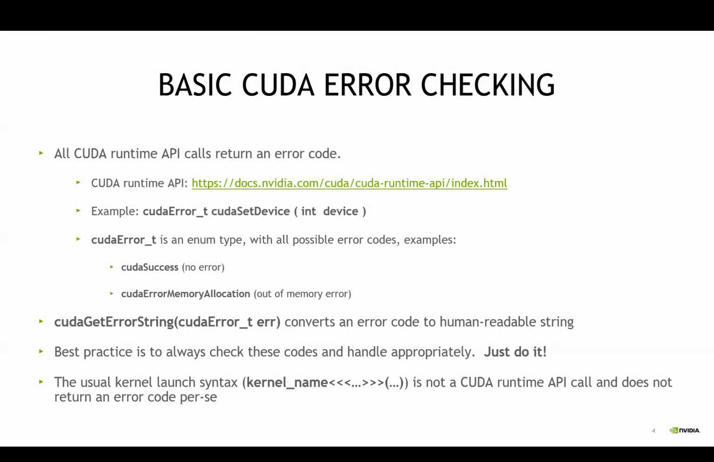cudaStreamCreate, for example, is another one that has to do with stream creation. And there's plenty of these. Every single one of these API calls returns an error code that is of a particular enumerated type called cudaError_t.